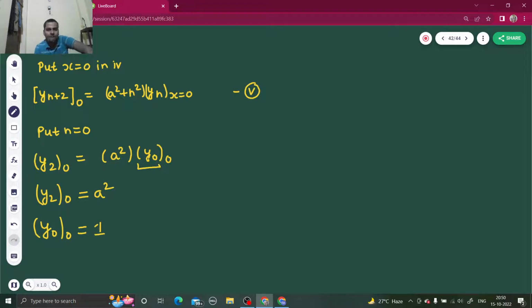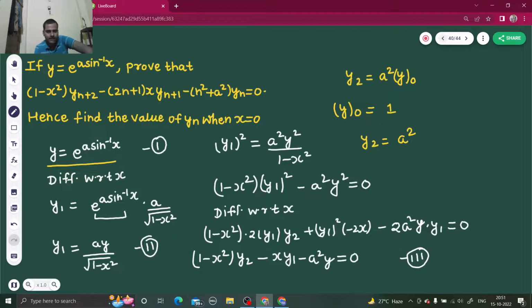And what about y1? Y1 you can calculate from this equation, put x equals to 0, so you get y1 is a times y, and y at x equals to 0 is 1, so y1 is a.